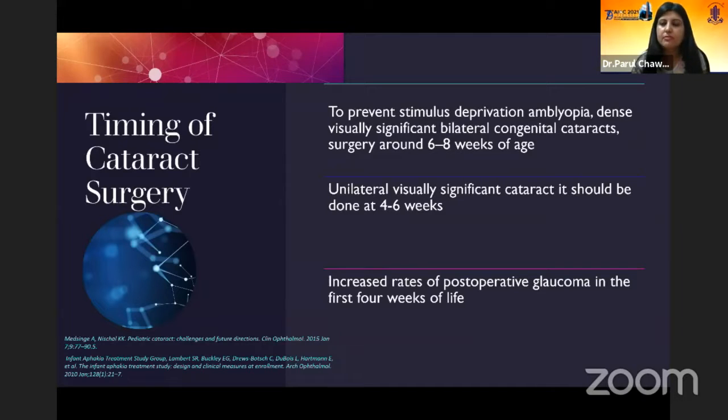To prevent stimulus deprivation amblyopia, for dense, visually significant bilateral congenital cataracts, surgery should be done around 6 to 8 weeks of age. And unilateral visually significant cataracts should be operated around 4 to 6 weeks of age. Increased rates of postoperative glaucoma are seen in the first 4 weeks of life. Therefore, it is advised not to operate on these children in the first 4 weeks of life.